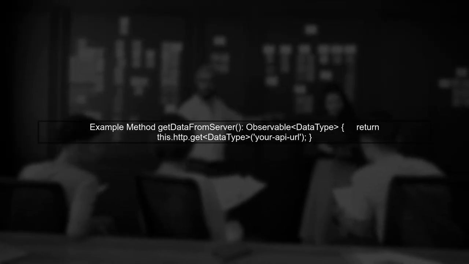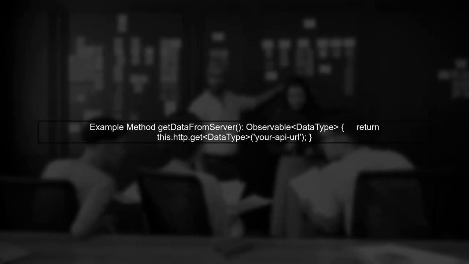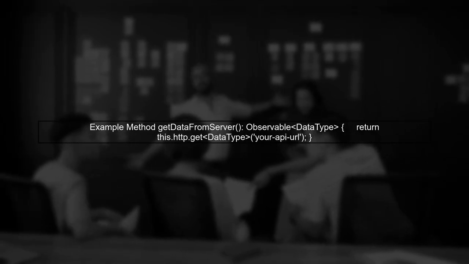To fix this, make sure that within the SwitchMap, you return the observable that represents the data fetching operation. This will resolve the type error you're encountering. Additionally, ensure that your getDataFromServer method returns an observable. This is crucial for the SwitchMap to work correctly.